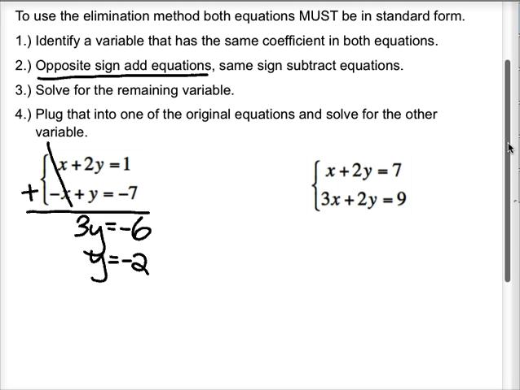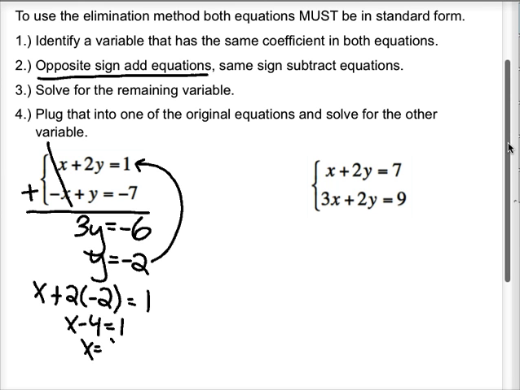All right, now, we're still not quite done yet because, again, kind of the theme for all these systems is we need x and we need y. So I do need to go back. I need to plug y into one of my equations. So to keep it easy, I'm just going to plug it into the top equation. x plus 2 times y, but we know y is -2, equals 1. So x minus 4 equals 1. That would mean x is 5.